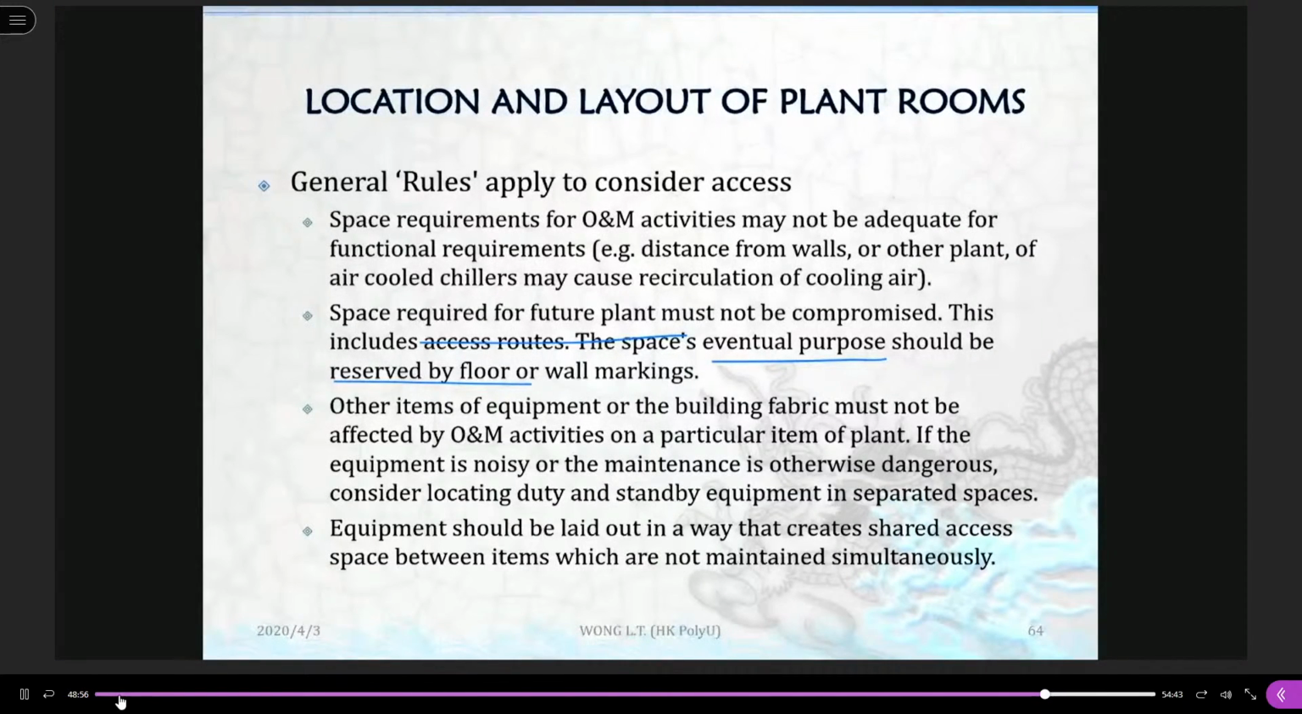If the equipment is noisy, or maintenance is otherwise dangerous, consider locating duty and standby equipment in separate spaces, so that they will not be operated at the same time, in terms of the noise. Equipment should be laid out in a way that creates a shared access space between items which are not maintained simultaneously. I think I gave an example in the later sketch. Some maintenance space could be shared if two items of equipment will not be maintained at the same time. This is one of the considerations.